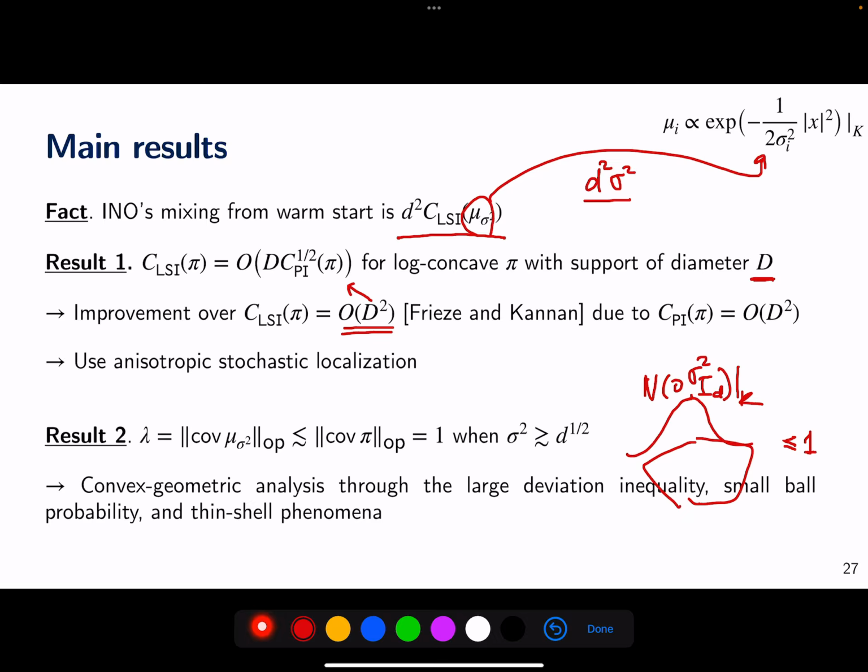Yeah, and then we use some complex geometric hammers, like a large deviation inequality by Paouris, small ball probability, and some tangential phenomena.